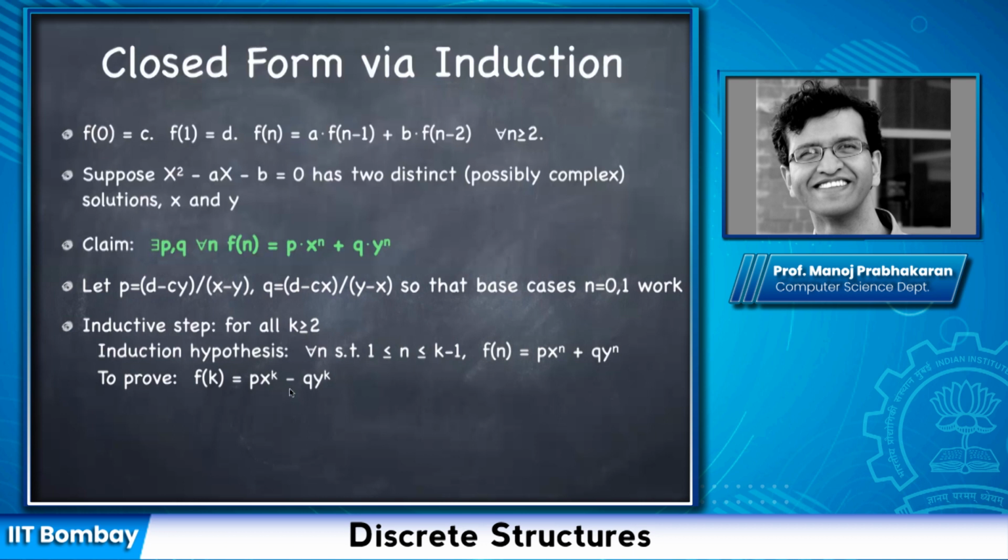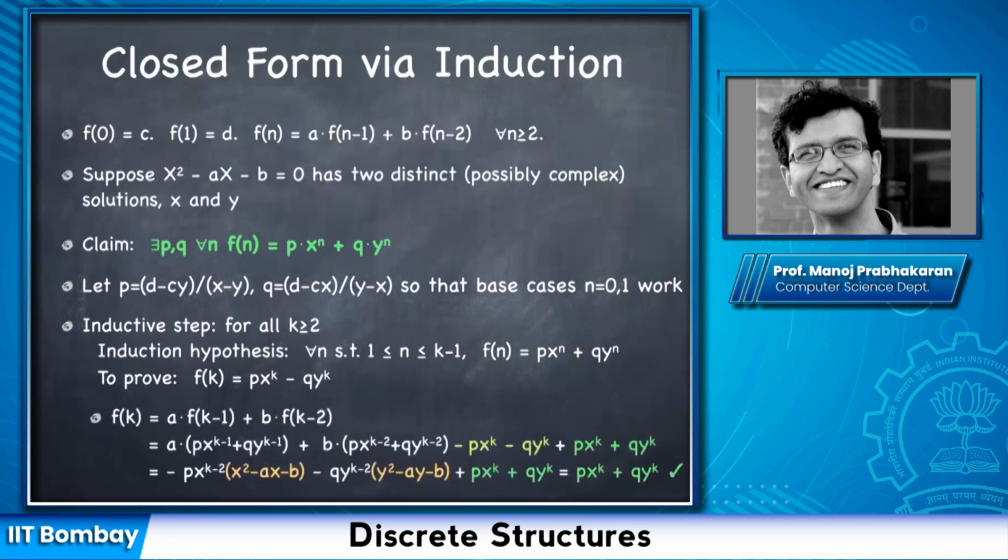And actually now it's simply a matter of plugging things in. So you take f_k, use the recurrence relation in terms of f_{k-1} and f_{k-2}. For those two, you simply use the induction hypothesis and expand it. So f_{k-1} is p times x^{k-1} plus q times y^{k-1}, and similarly for f_{k-2}. And I've added and subtracted what I want to show f_k itself is. So I've subtracted and added it. And now my goal is to check that this much here is actually 0.